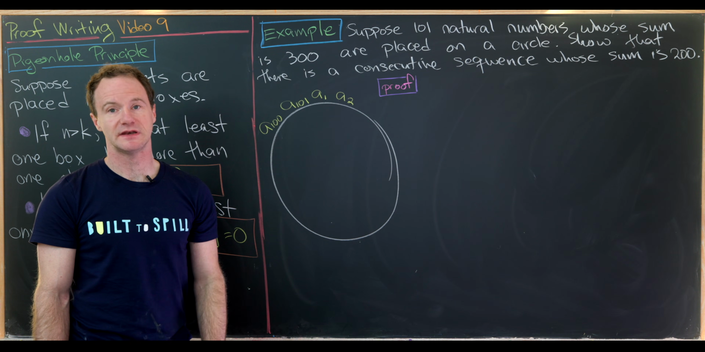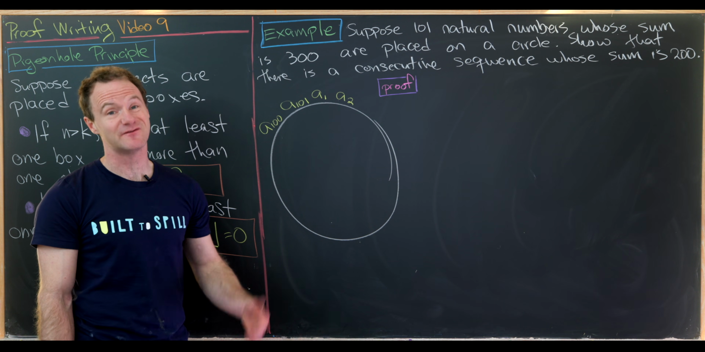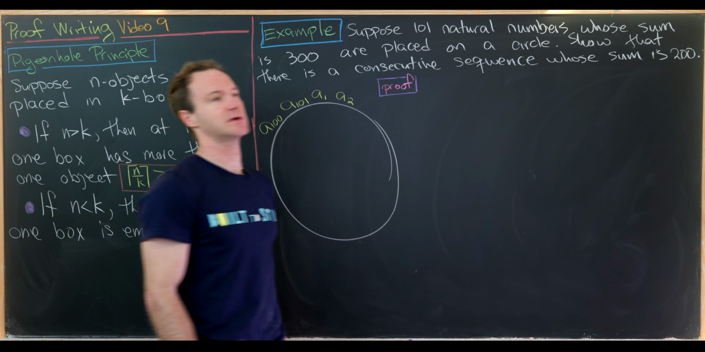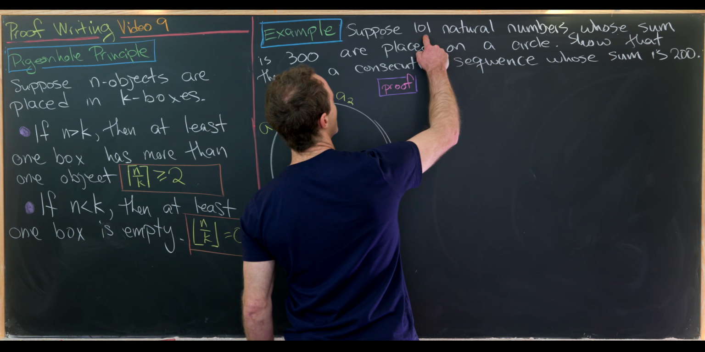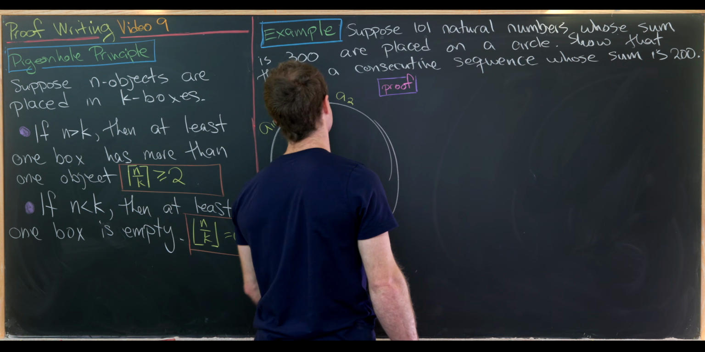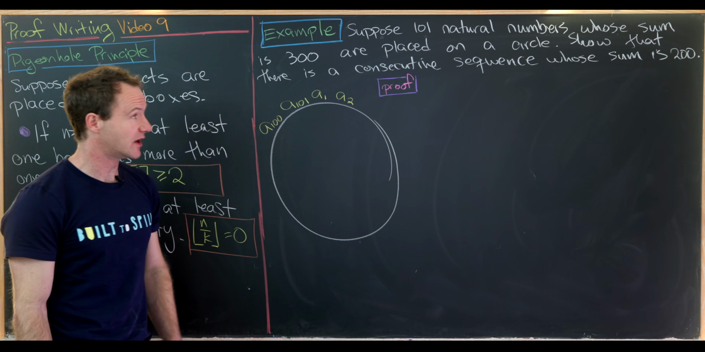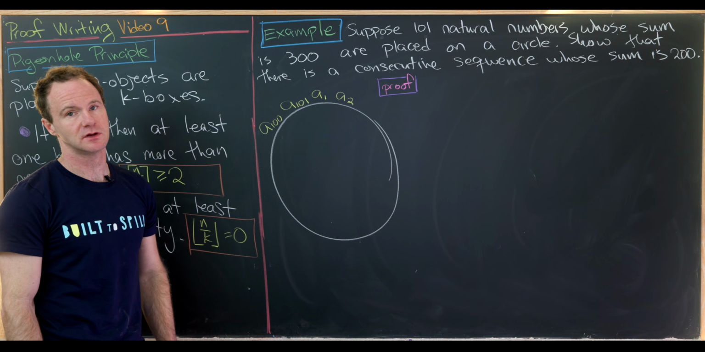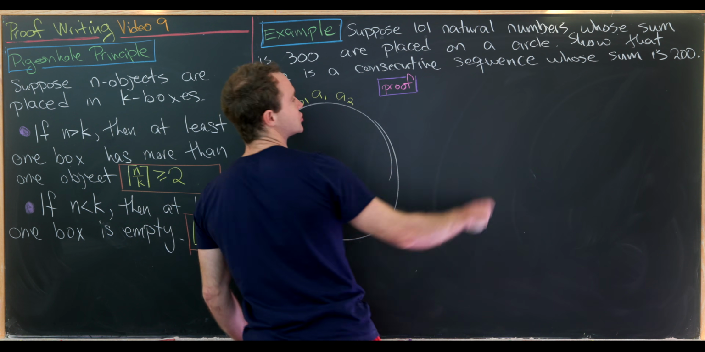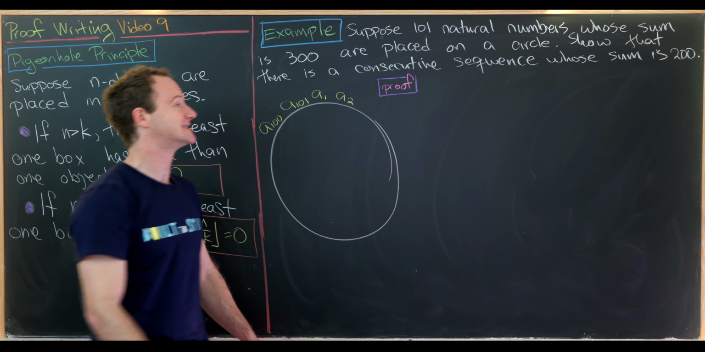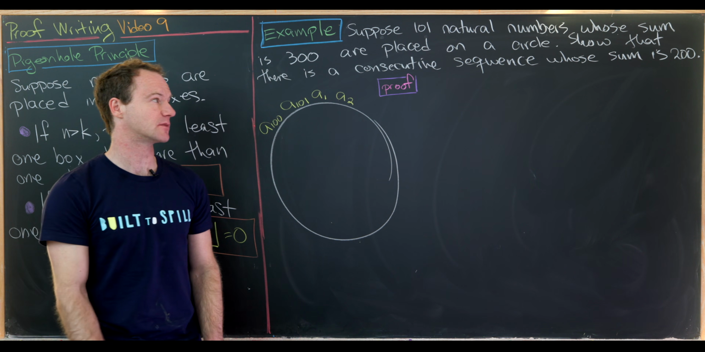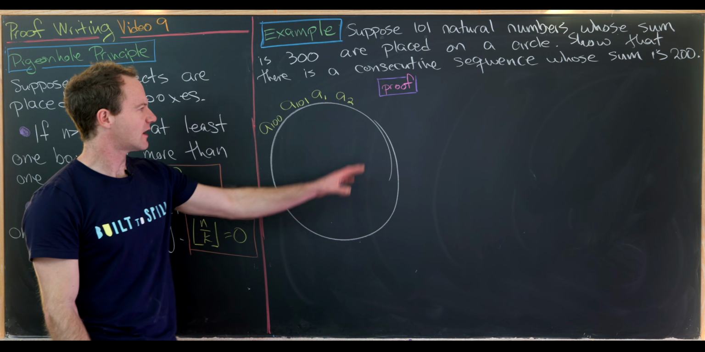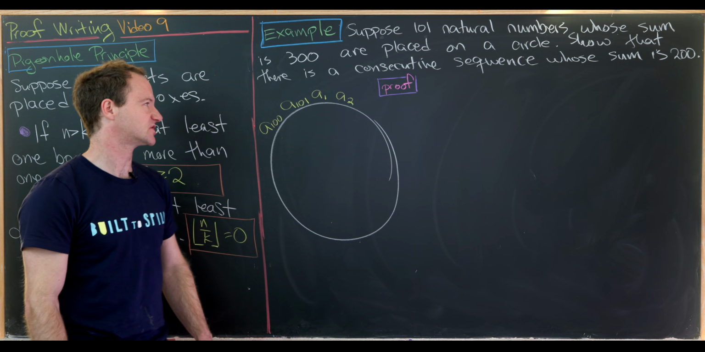Okay, let's do another. Now we have what is one of my newly favorite examples for the pigeonhole principle. So let's see the setup. Let's suppose we have 101 natural numbers whose sum is 300, and we'll place all of those numbers on a circle. And then our goal is to show that we can find a consecutive sequence of these numbers whose sum is 200.